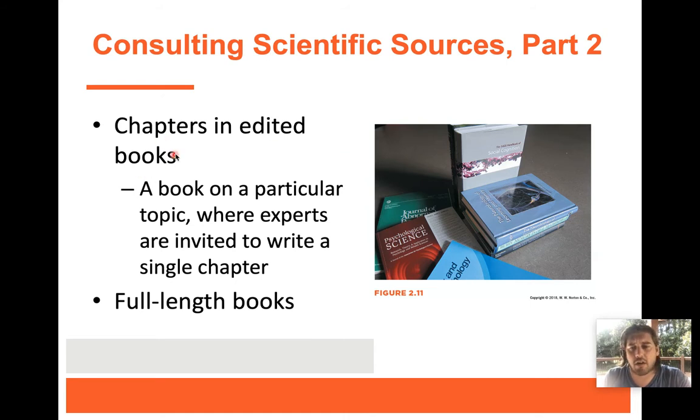One style of scientific book is called an edited volume. An edited volume you can think about as a series of experts, each writing a single chapter on their really specific area of expertise. And then each of those chapters written by an expert builds up to a volume, right? A larger publication about a broad topic.